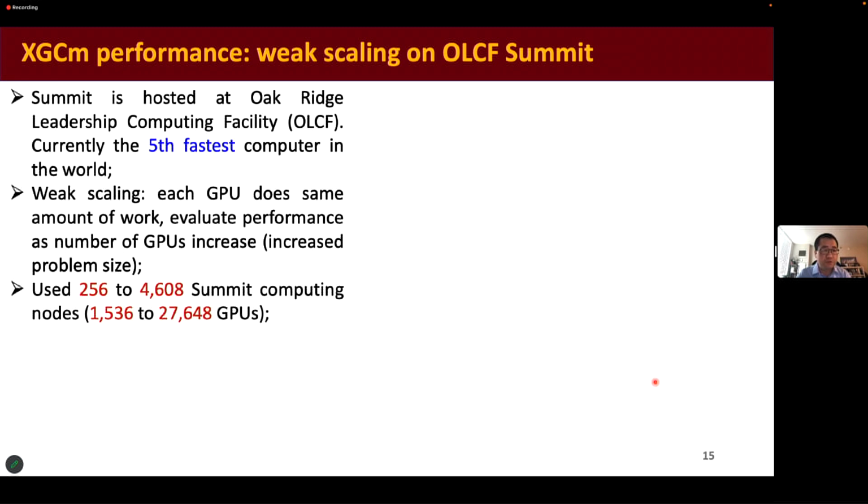the OLCF Summit computer. Summit, as everybody knows, is right now the fifth fastest computer in the world. The weak scaling work we are doing is to have each GPU do the same amount of work, but evaluate the performance as the number of GPUs increases. We use 256 to 4600 Summit computer nodes, where 4600 nodes correspond to the full Summit capacity.